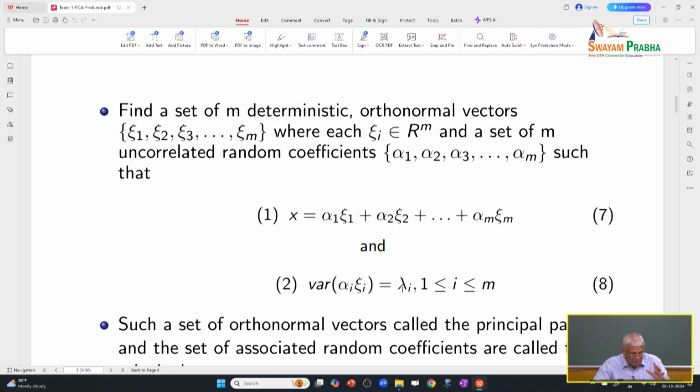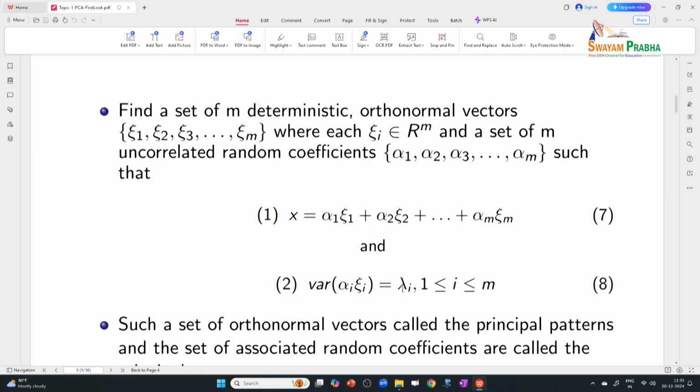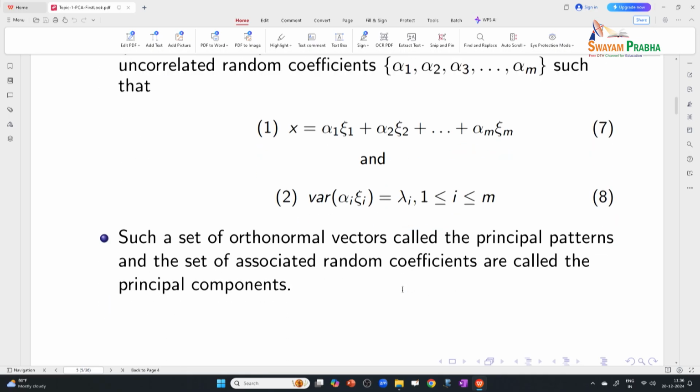I hope you understand the design problem now. X is a random variable that is given to you. I would like to be able to express X in terms of a linear combination where the vectors that participate in the linear combination are deterministic. I want the coefficients to be random. Such a set of orthonormal vectors are called principal patterns. The associated random coefficients are principal components. So I am now trying to give you the pure mathematical definition of what principal patterns and principal components are.